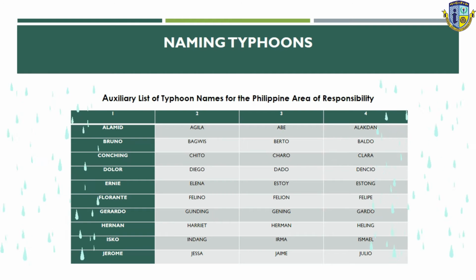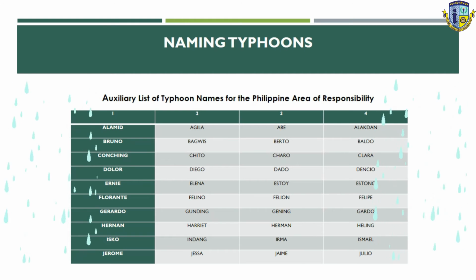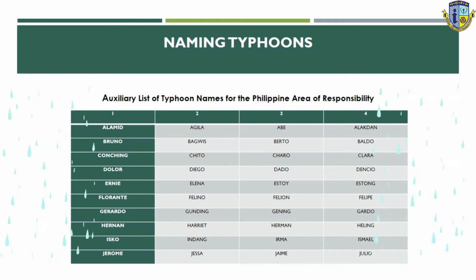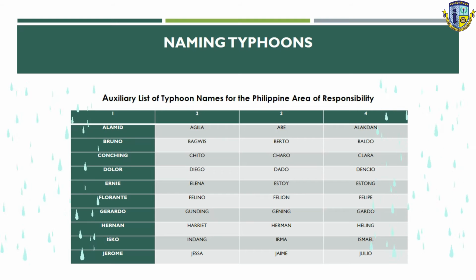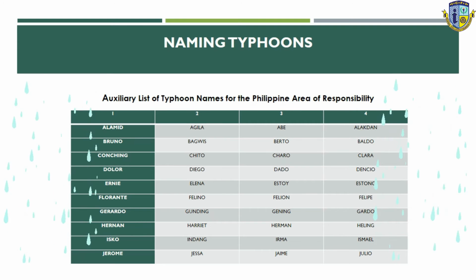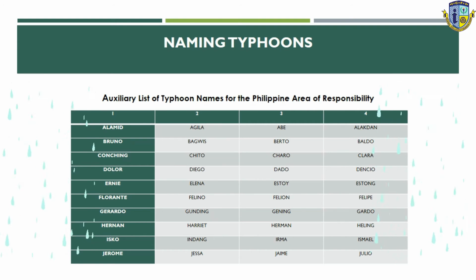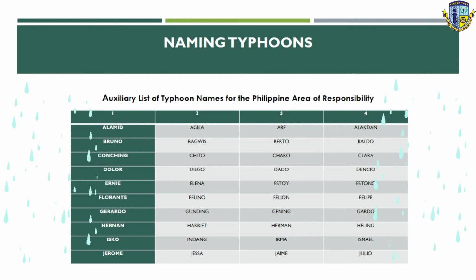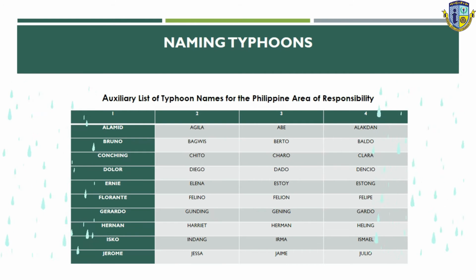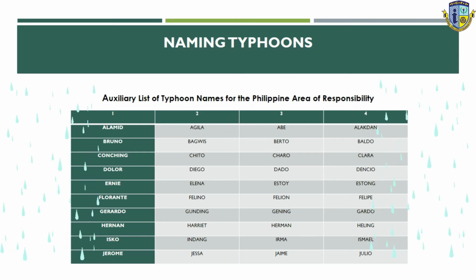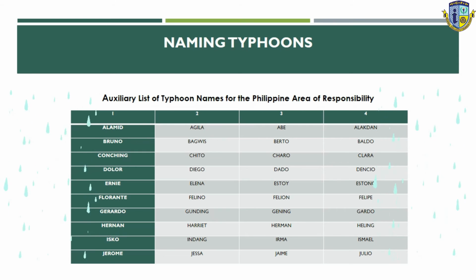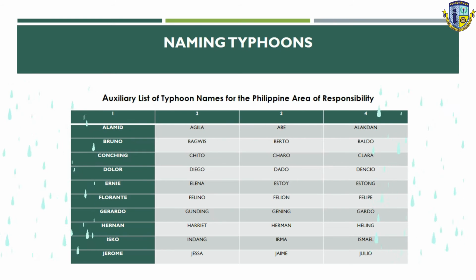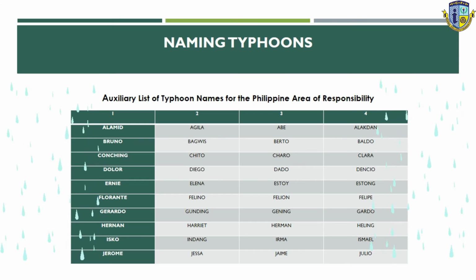If the number of typhoons exceeds 25 for the year, there is an auxiliary list of 10 more names to augment the names in each set. Set 1: Alamid, Bruno, Conching, Dolor, Ernie, Florante, Gerardo, Hernan, Isco, Jerome.